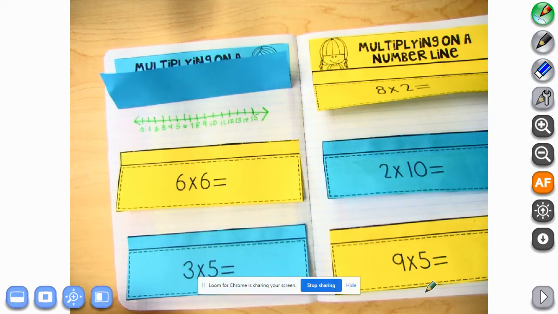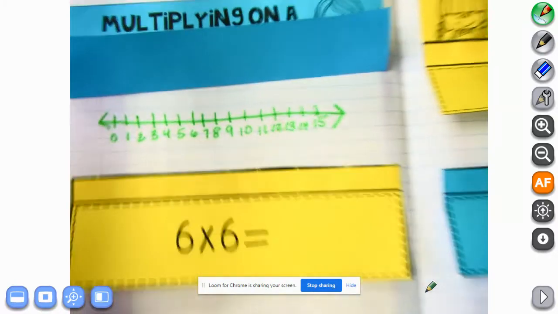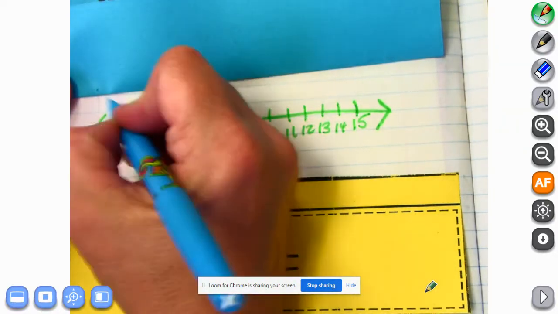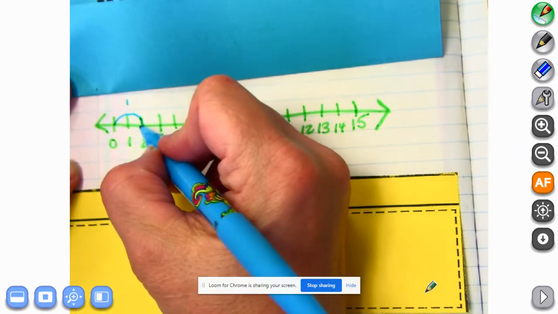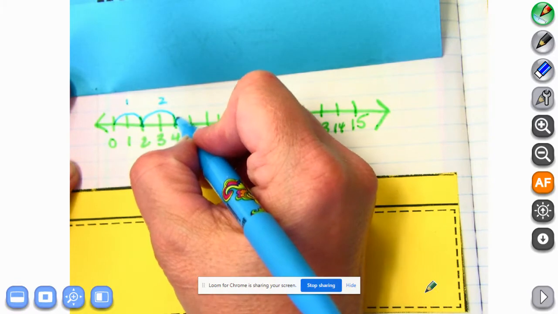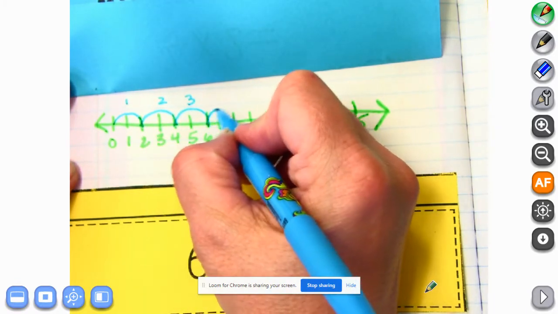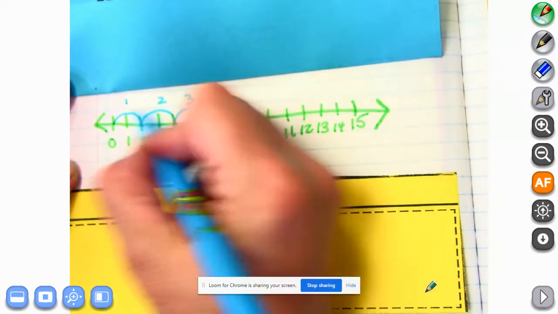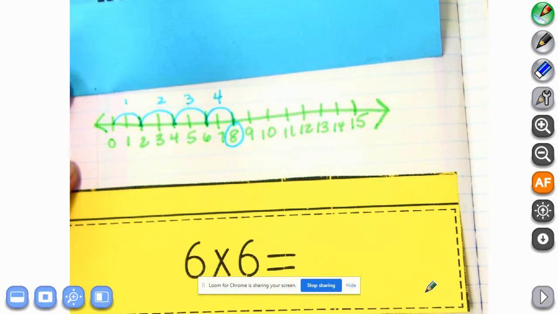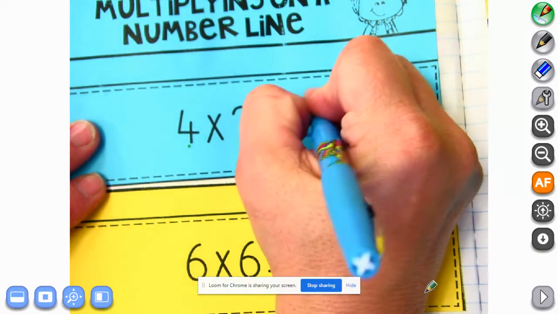All right. So our jumps are going to be by counting by 2s, and we're going to do that 4 times. Okay. So our first jump is 1 jump, 2 jumps, jump by 2, 3 jumps, jump by 2, 4 jumps. There's 4 jumps by 2. What did we land on? We landed on 8. So up here, we're going to write in our answer, 8.